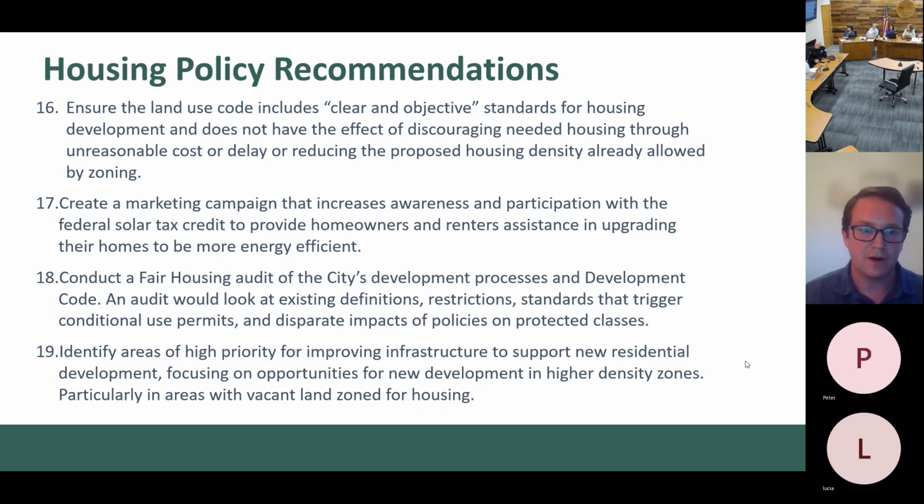18, conduct a fair housing audit of the city's development processes and development code. An audit would look at existing definitions, restrictions, standards that trigger conditional use permits, and disparate impacts of policies on protected classes. 19, identify areas of high priority for improving infrastructure to support new residential development, focusing on opportunities for new development in higher density zones, particularly in areas with vacant land zoned for housing.